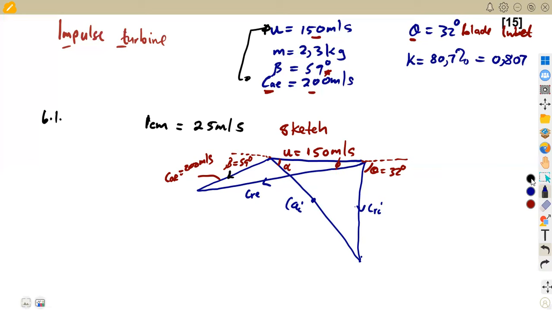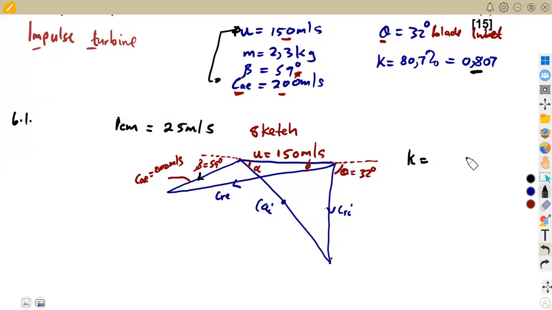All right. And also we are given the constant, which is the coefficient of friction in this case. That's a constant. It's just a percentage divided by 100. So just a normal figure there. How are we going to apply this? It follows that the coefficient of friction is equivalent to the ratio of the two velocities, that is the relative velocity at exit, and also the relative velocity at the inlet.